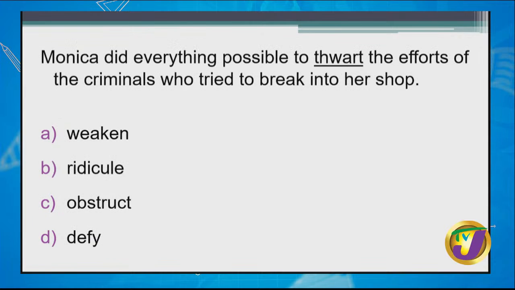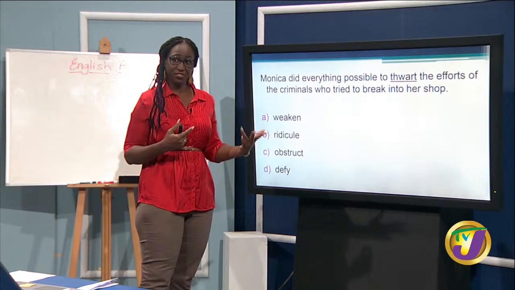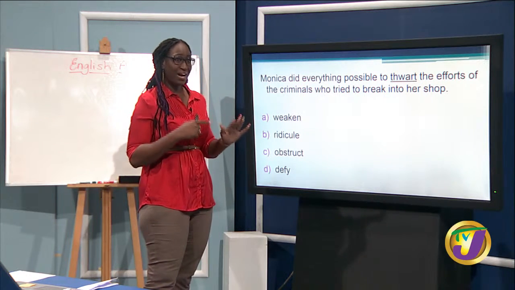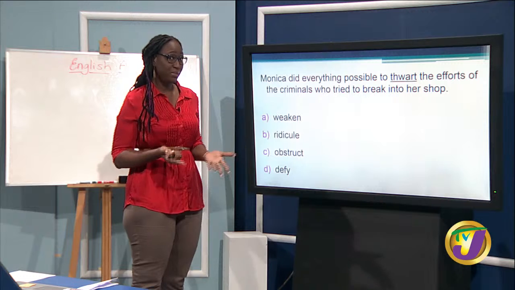Our next sentence. Monica did everything possible to thwart the efforts of the criminals who tried to break into her shop. So again, we can use the context. We can use the idea that somebody is trying to break into the shop and the owner of the shop is trying to thwart their efforts.